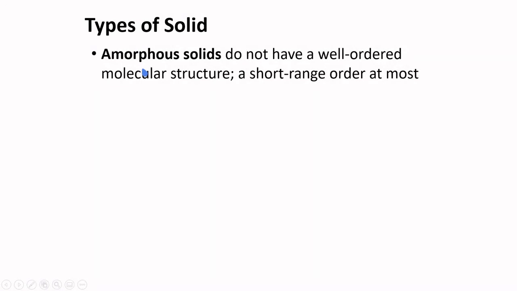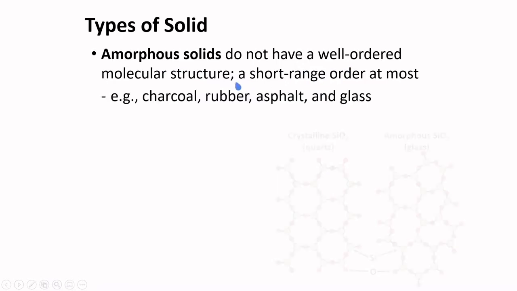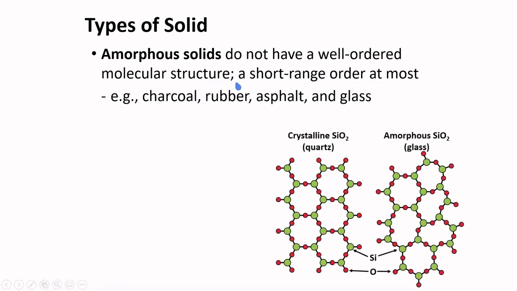Now to the solid state. Amorphous solids do not have a well-ordered molecular structure, a short-range order at most. Examples are charcoal, rubber, asphalt, and glass. Glass is an amorphous form of silicate. The molecular structure of glass is not well ordered, unlike crystalline silicate or quartz.